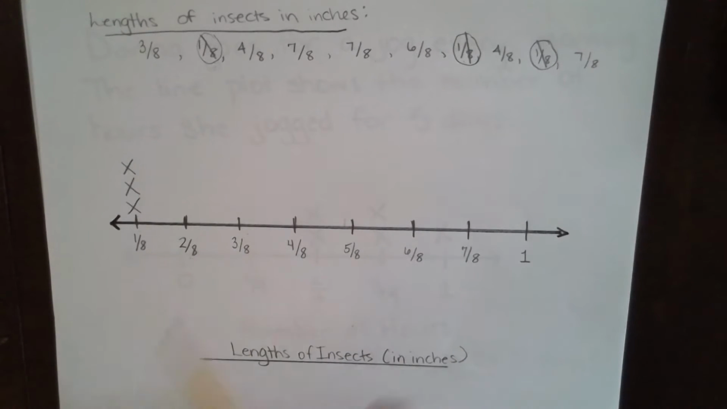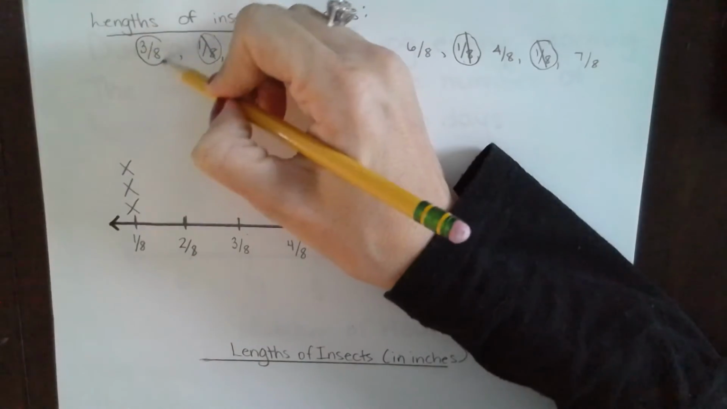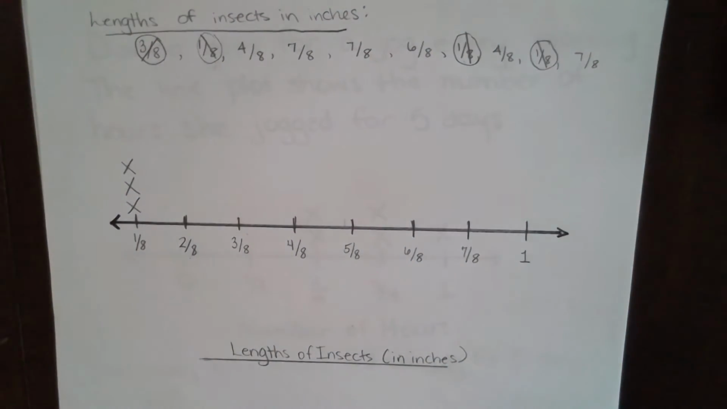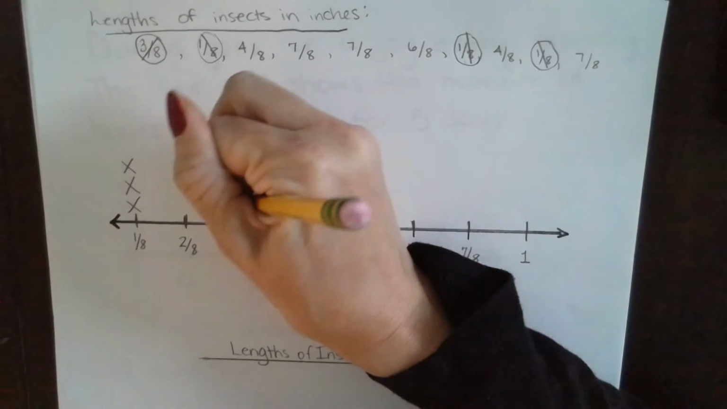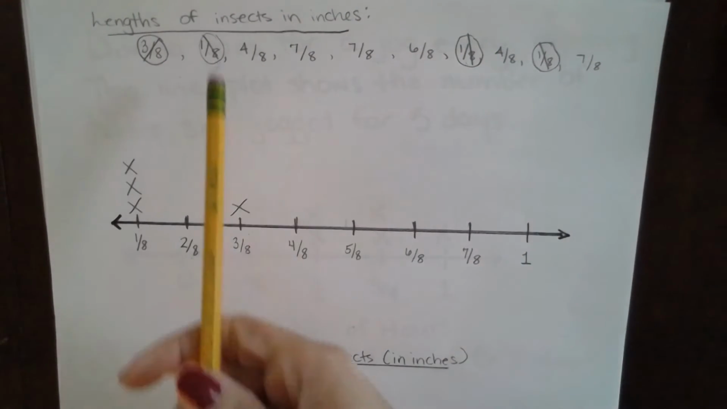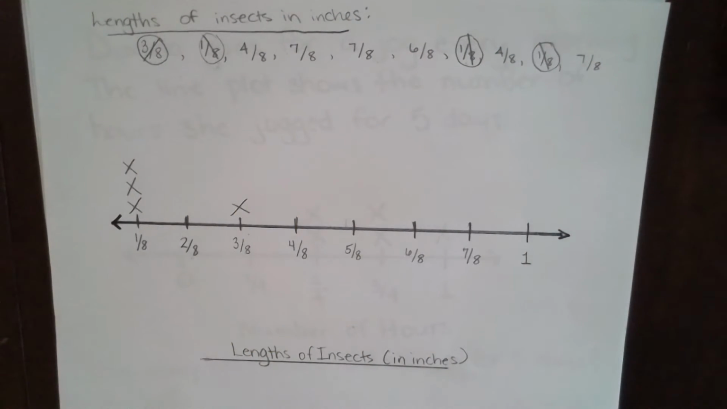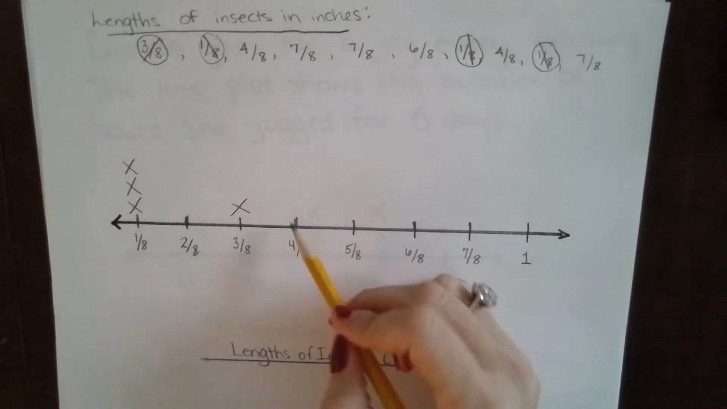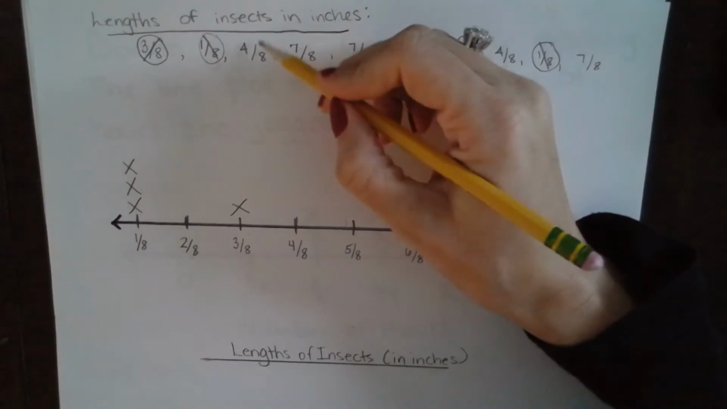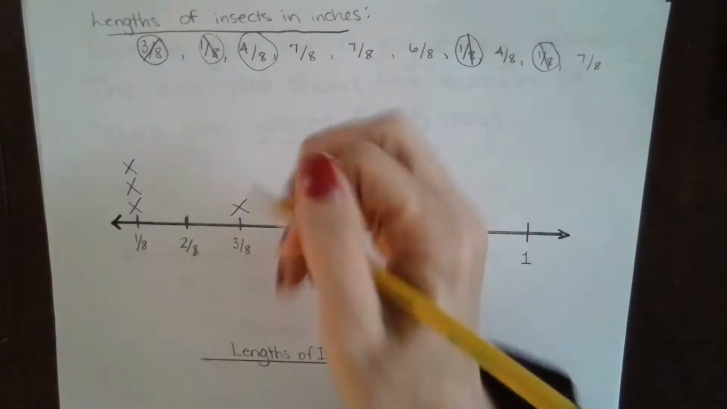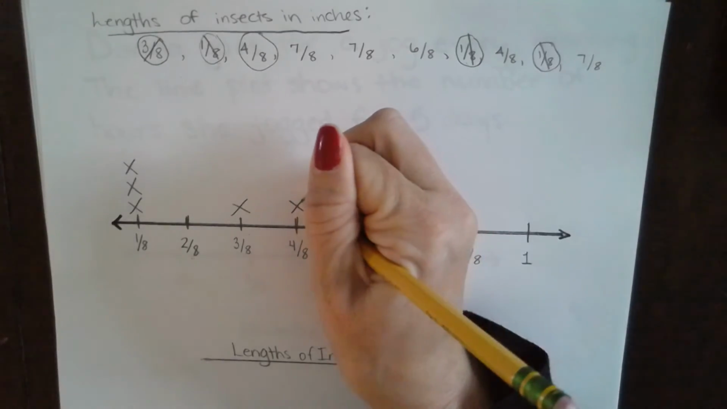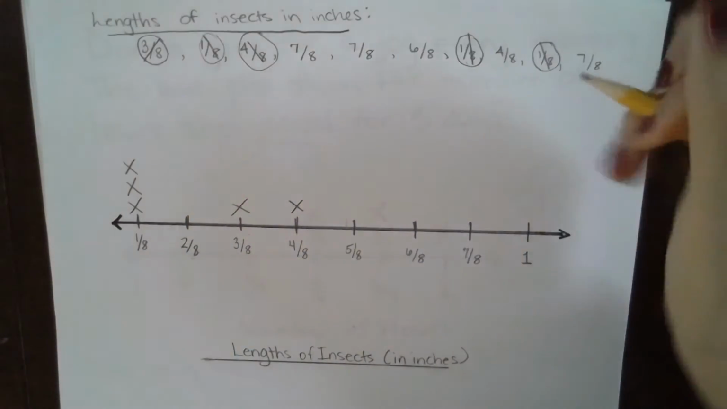So I'm going to move on then to 3/8 of an inch. So 3/8 of an inch, I can see I have 1 here. And I look across all my other data points, and that's it. 4/8 of an inch, I have 1 right here, X, and another.